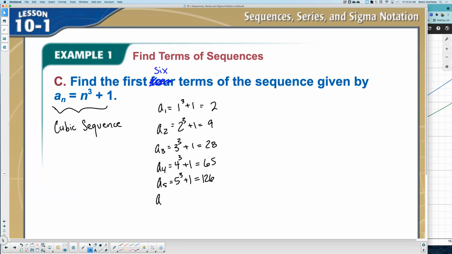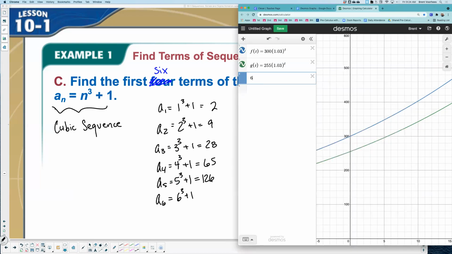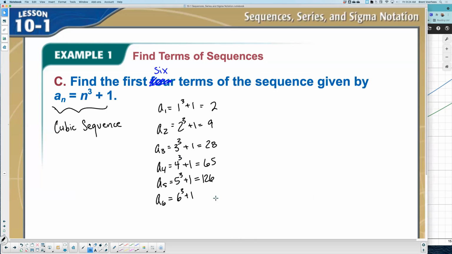And finally, 6 cubed plus 1. 6 times 6 is 36. Times another 6. I'm getting 216. That might be bad math. 216. We add 1 more. What do we get? 217. Okay, there's our first 6 terms.